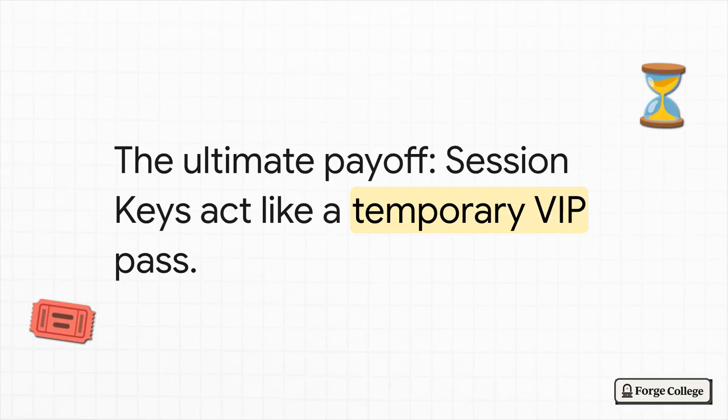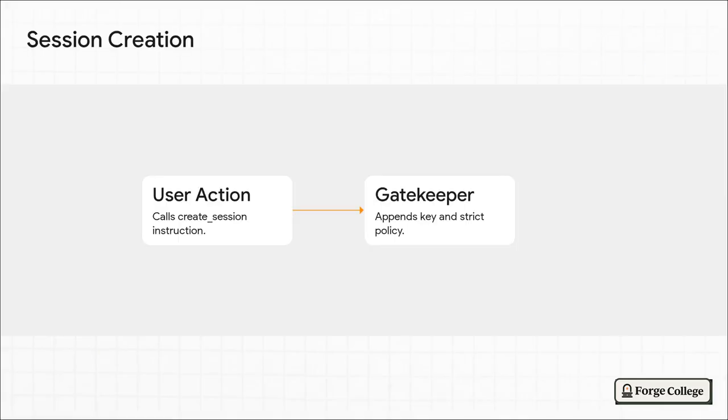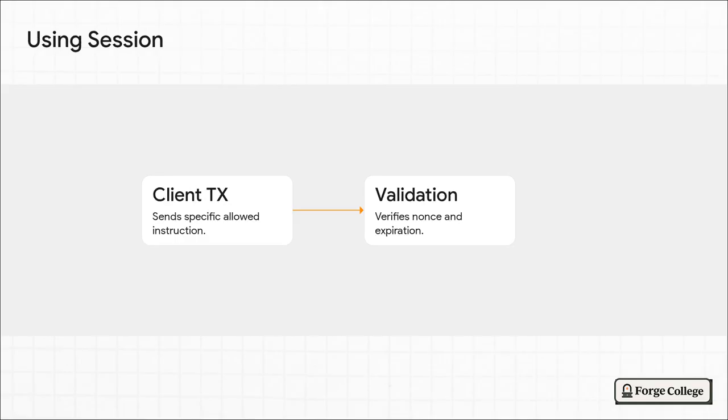Think of them like a super restricted temporary guest pass. Step 1. The user calls create session, sticking a public key and a tight policy into the account data. Step 2. The client transacts. Our gatekeeper verifies the allowed instruction, the expiration time, and a fresh nonce. Finally, Step 3. The session safely dies through an explicit owner revoke or an automatic slot-based expiration.